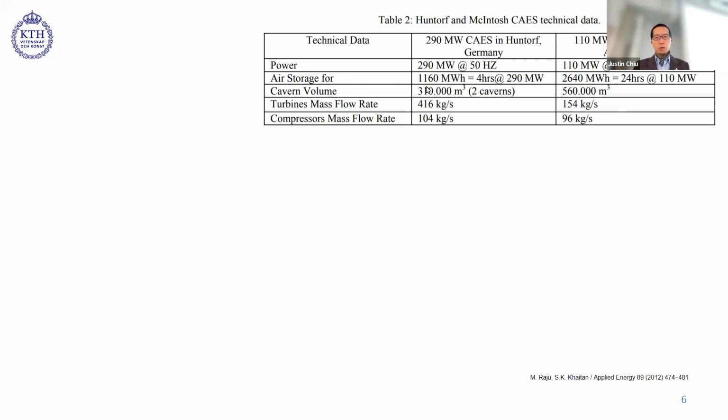Air storage, you see it's 4 hours. So the power, 290 megawatt times 4 hours, you get the storage capacity. Here in the States, 110 megawatts for 24 hours of storage capacity. So you multiply them and you get the total storage capacity. The sizes are compared here, and then also the flow rates. So those are just some specifications.